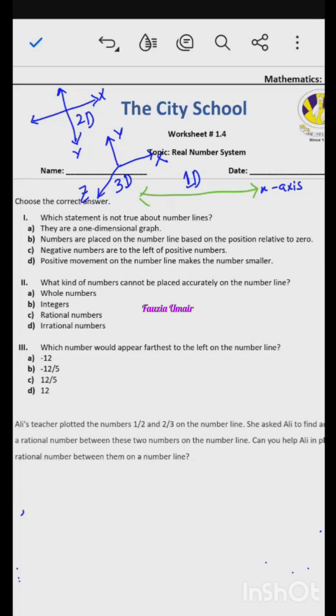So now the number line is basically a 1-dimension graph because we only have one axis. It's 1D. I hope this word is clear now. What do we mean by 1 dimension?